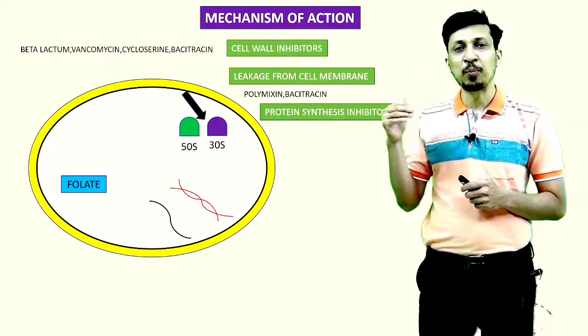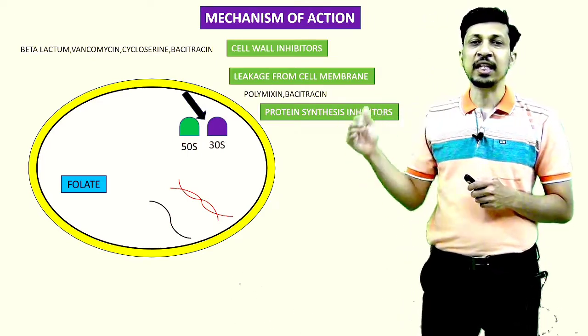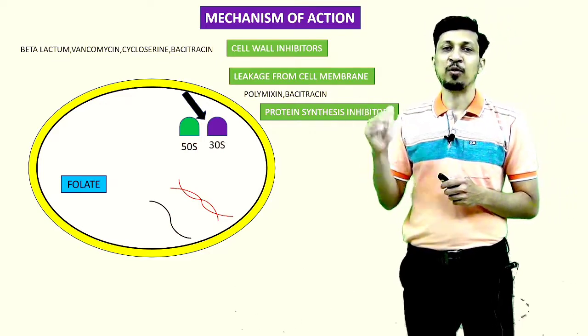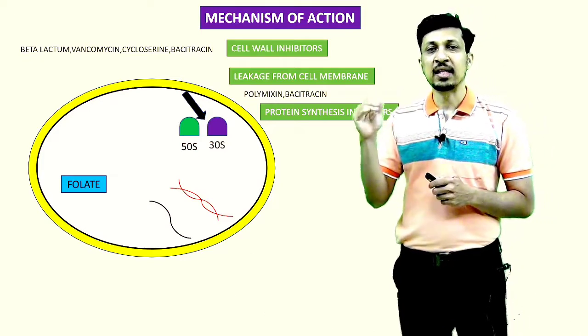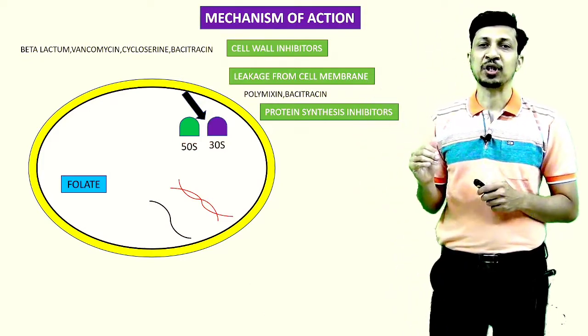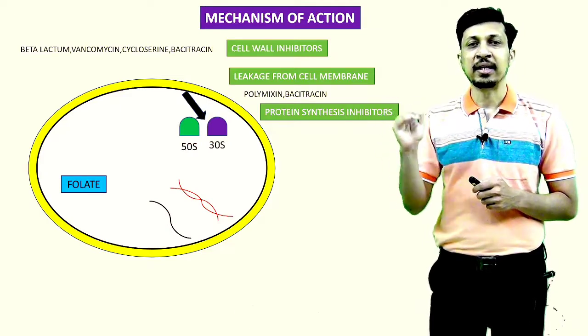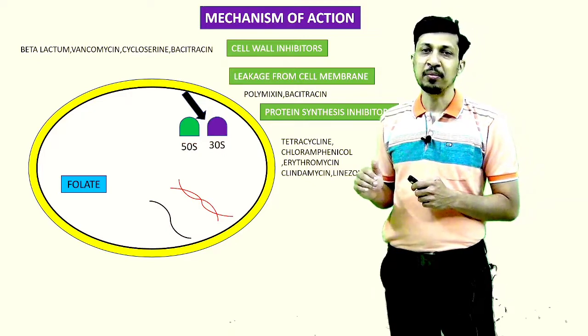Then the third group of antibacterial drugs are called protein synthesis inhibitors. What these drugs do is inhibit the process of protein synthesis in the cell. Protein synthesis is very necessary for the function of the cell, and if protein synthesis gets inhibited, then it causes destruction of the bacterial cell. So these are some examples.